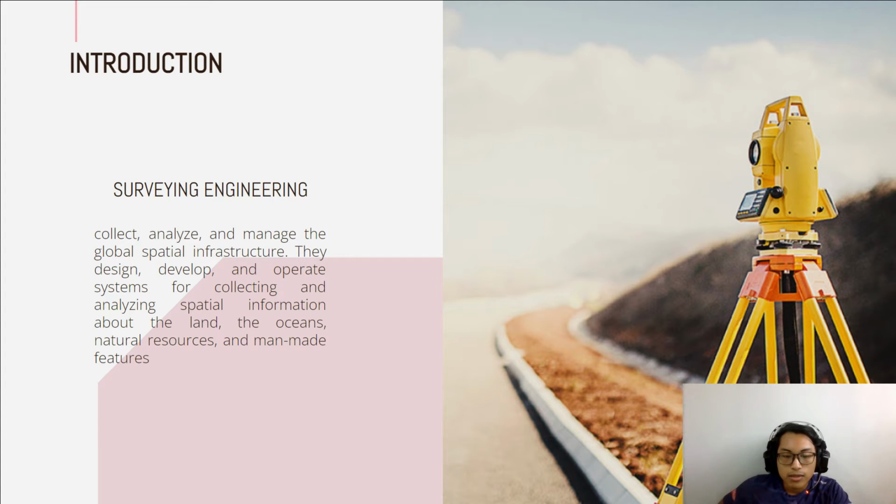For the introduction, what exactly is engineering survey? Engineering survey is the process to collect, analyze and manage the global spatial infrastructure. They design, develop and operate systems for collecting and analyzing spatial information about the land, the ocean, natural resources and man-made features. Engineering survey is first and foremost a process of construction, as it is the foundation of any construction.